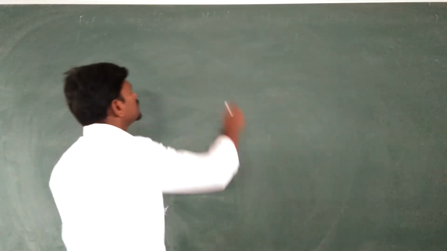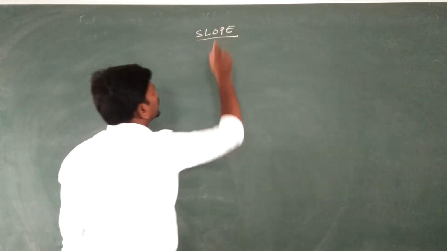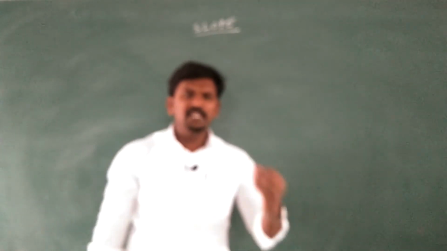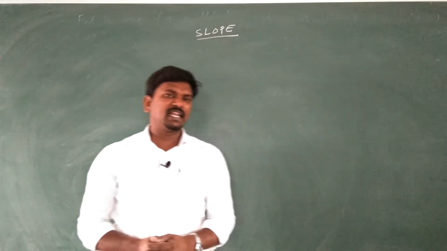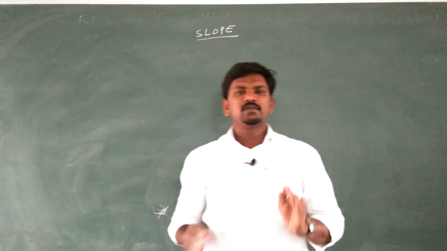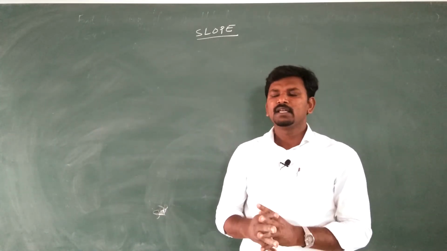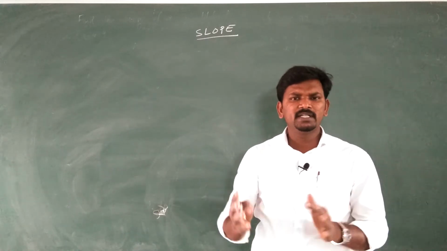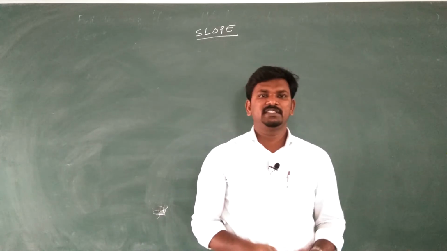Slope. So what is meant by slope? Slope of a line, slope of a straight line. I will explain what slope is. Slope is nothing but steepness. In Tamil, slope is called saivu.